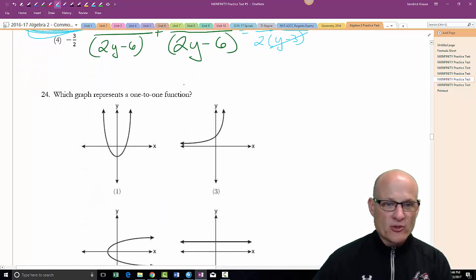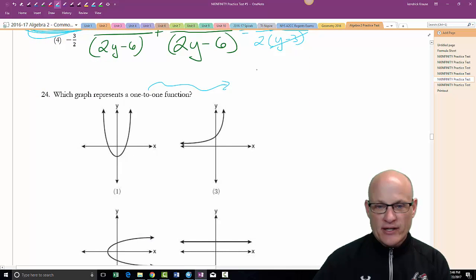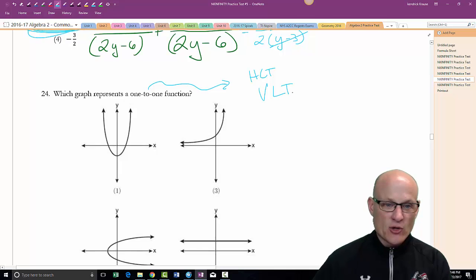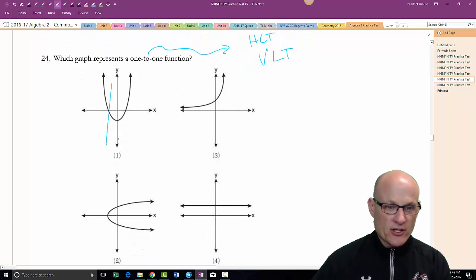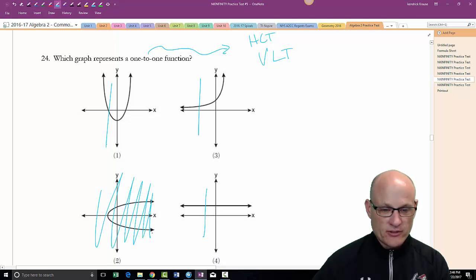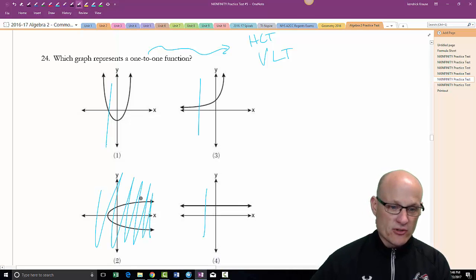Which graph represents a one-to-one function? Man, we're going to end on an easy one. And a one-to-one function will pass the horizontal line test and the vertical line test. Now let's go through which ones are functions. This is a function. This is a function. This is a function. Not a function, because this fails the vertical line test.